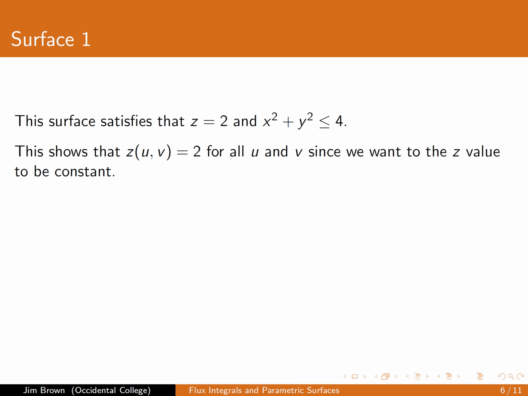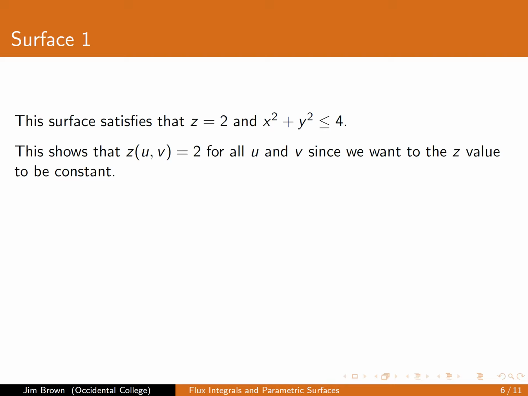So when we're thinking of our functions for our parameterization, the easiest one here is z(u,v), because since z is always 2, we don't want that to change. So z(u,v) should be 2 for all of the u and v values. So that's particularly simple.